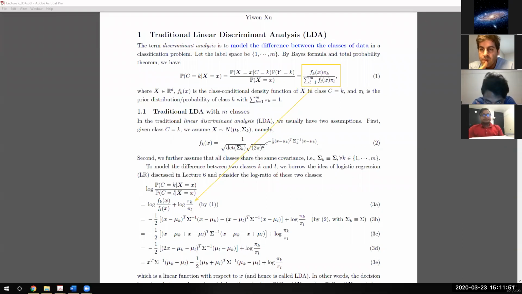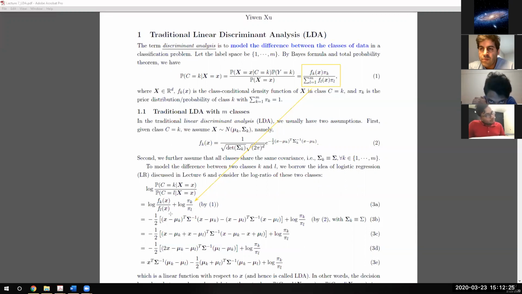Very simple. Why? Because see the denominator. The denominator is a common thing. For any l or k, this denominator will be canceled because I have the log ratio. So you actually only have the numerator, and because you're comparing the posterior probability of class k versus class l, you're going to do nothing but this times this: f_k(x) times pi_k over f_l(x) times pi_l. And since it's a log, you can easily decompose it in this way. Okay, this is very simple.